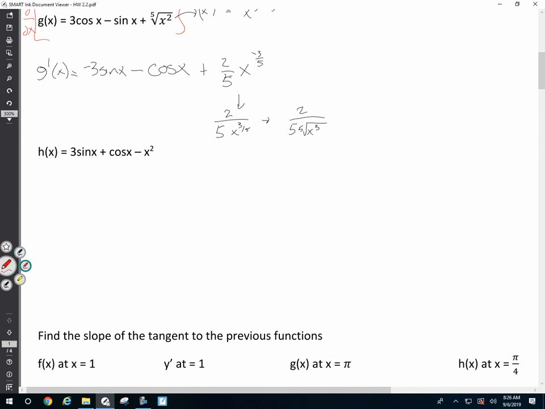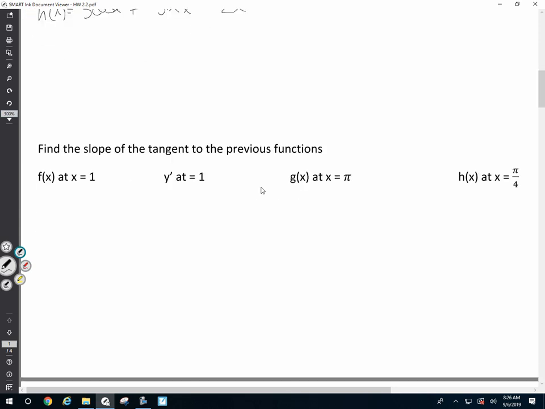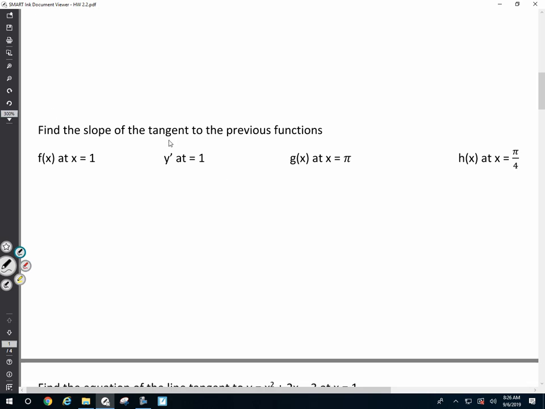Let's see this guy. Derivative of h, I'll say is h prime. 3 sine, 3 positive cosine. Positive cosine, negative sine. X squared, 2x. Okay, great. Okay, find the slope of the tangent to the previous functions at these points.